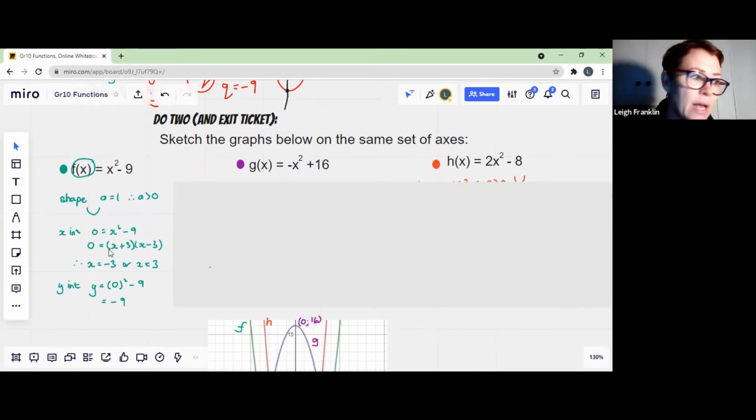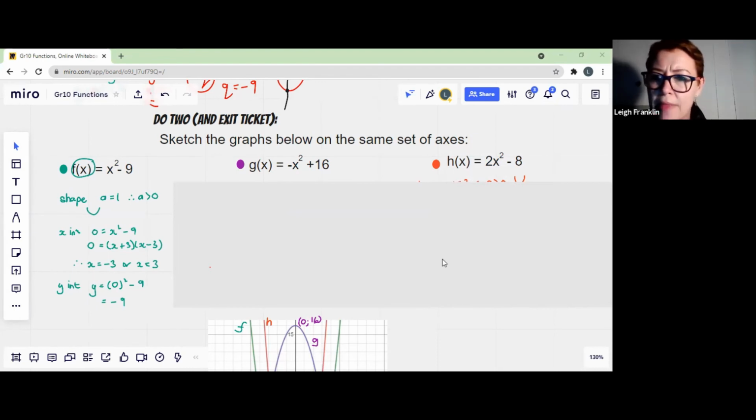Then, Kelebogile, you are going to factorize the difference of 2 squares. So x squared minus 9 factorizes into x plus 3, x minus 3. So that means you have one x-intercept at -3, and another x-intercept at 3. I hope this is making sense, Kelebogile.